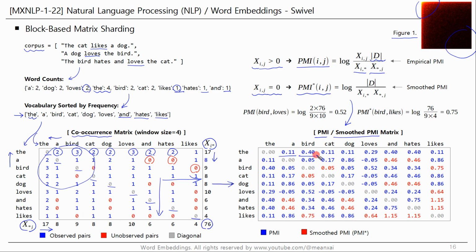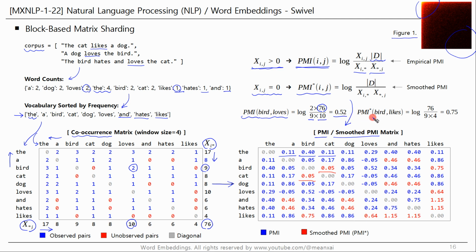The blue numbers represent PMI values, while the red numbers represent smoothed PMI values. Let's calculate the PMI for the word pair bird and loves. Their co-occurrence count is 2, which is greater than 0, so we use the PMI formula. Here D is 76, Xi* is 9, and X*j is 10. This gives us a PMI value of approximately 0.52.